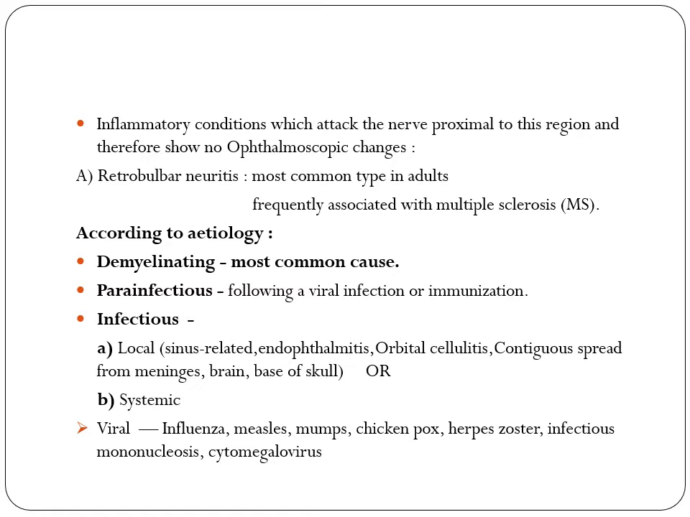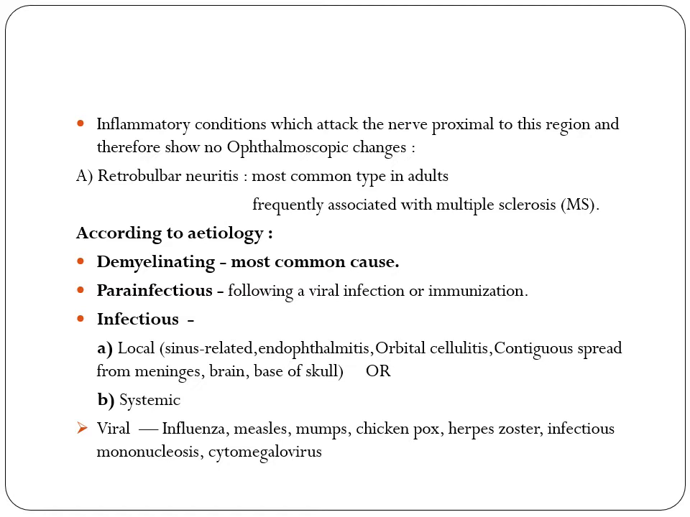Now what is the other classification, which is etiologically based? In the etiological classification, the most common cause is demyelinating diseases. The commonest example of a demyelinating disease is multiple sclerosis. So when optic neuritis is associated with multiple sclerosis, we call it demyelinating. Most of the times, if you come across a case of optic neuritis, the most common cause is multiple sclerosis or demyelinating disease. The second etiology is para-infectious, following a viral infection or immunization.